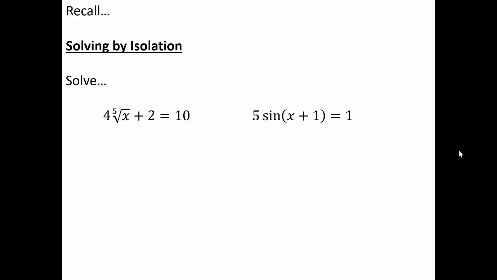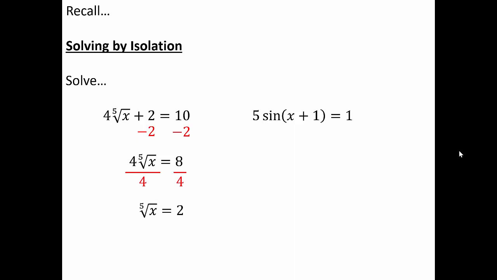So with this function, we're going to start by stripping away the plus 2. The inverse of plus 2 would be minus 2, so we'll do that on both sides. We're left with 4 times the fifth root of x equal to 8. Our next outer layer would be the multiplication by 4. The inverse of multiplication is division, so I'll divide both sides by 4. I get the fifth root of x equals 2.